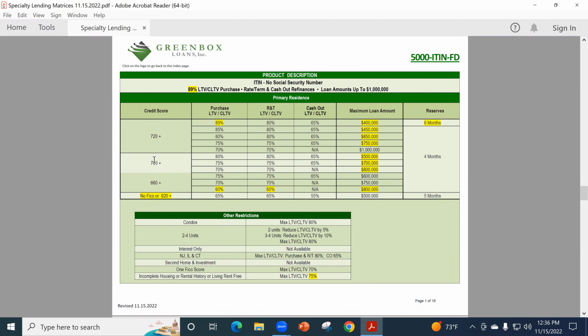Let me clarify something really quickly. What he's saying is that anybody who has a social security card would be eliminated from using the ITIN as the primary. You can't have a co-applicant with a social security number, but they are not the primary. If that makes sense.